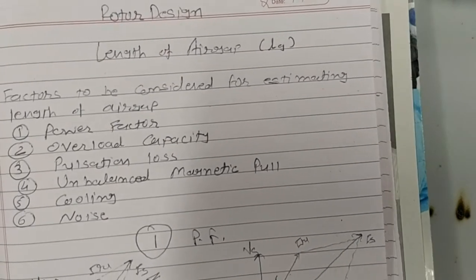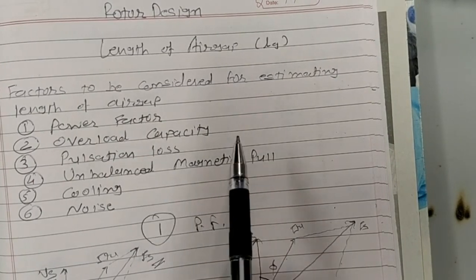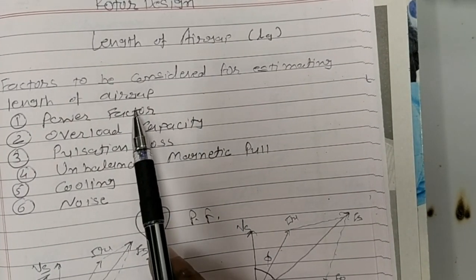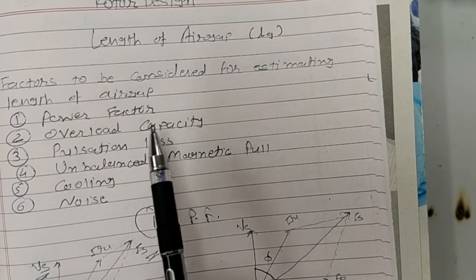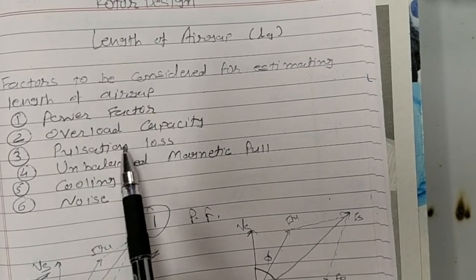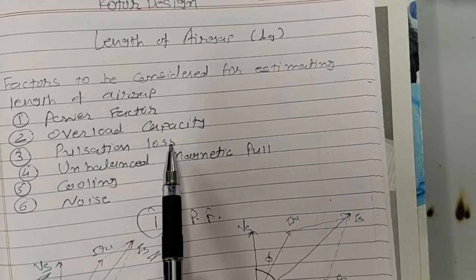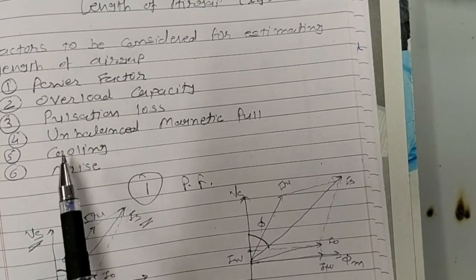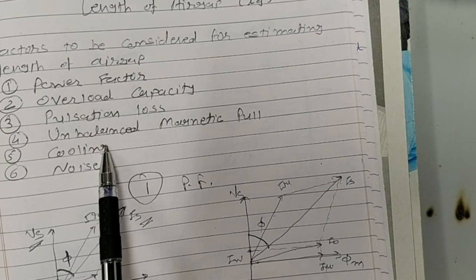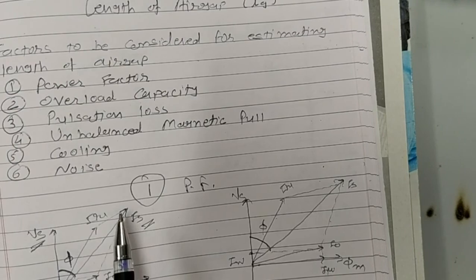For that you need to consider those 6 parameters again. If it is asked to calculate the length of the air gap for a good power factor, it means you will have to take the least value out of the 4. In the same way, if I ask to calculate for less pulsation loss, you know that the length of the air gap should be higher, so out of these 4, you should consider the highest value. Similarly, for better cooling or less noise, these 2 points also favor a larger air gap length.